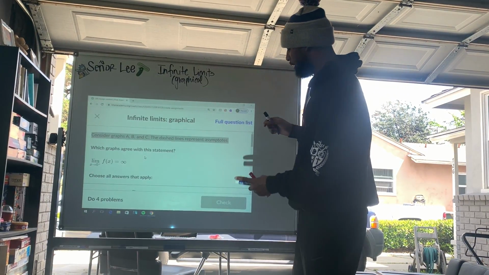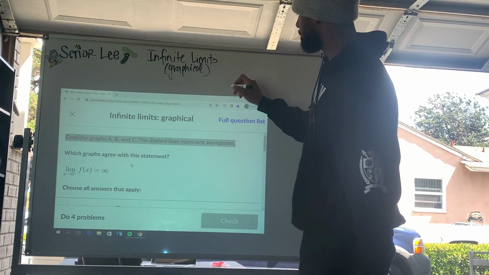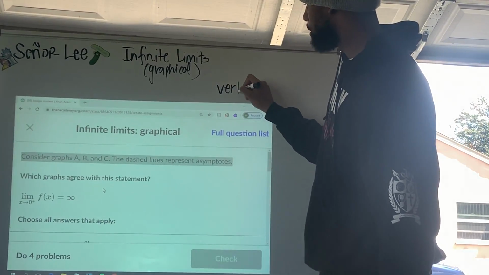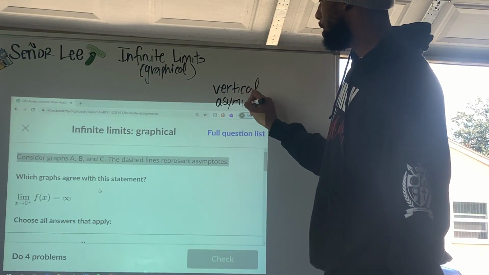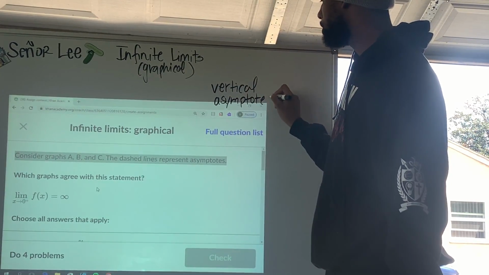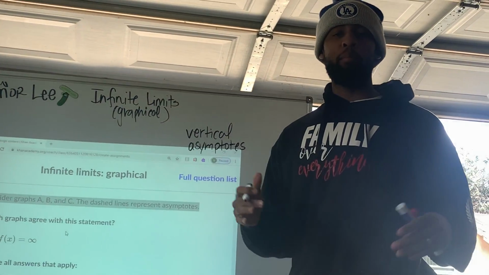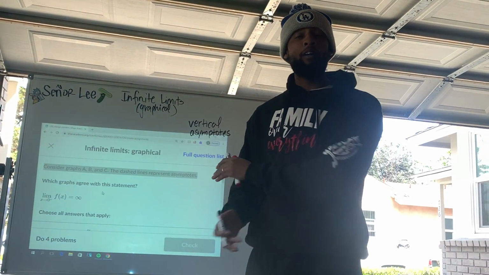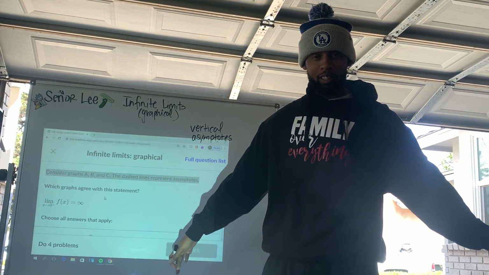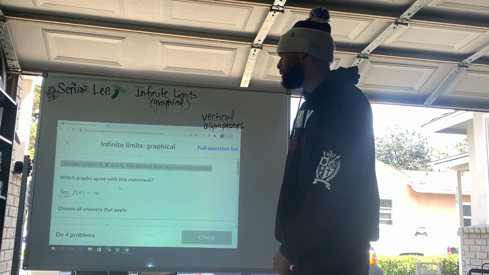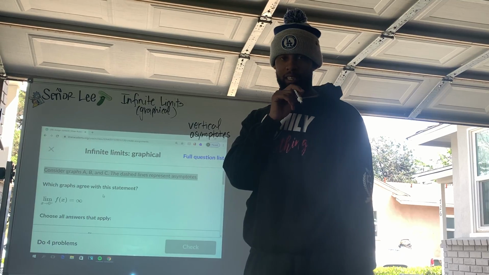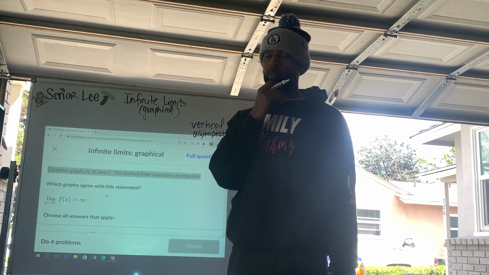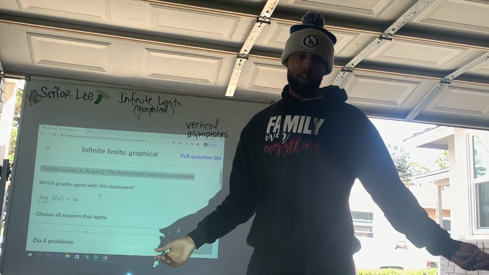You need to know about these things called vertical asymptotes. An asymptote is an imaginary boundary that your graph will never cross. And since we're doing infinite limits, you'll notice that vertical asymptotes are going to pop up a lot. How do you get a vertical asymptote?